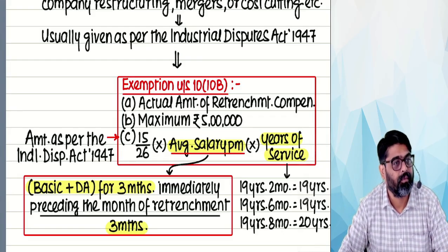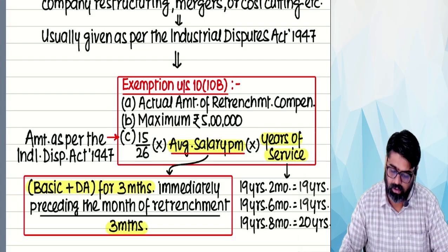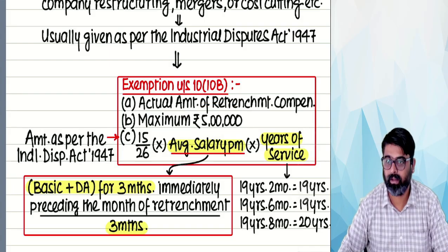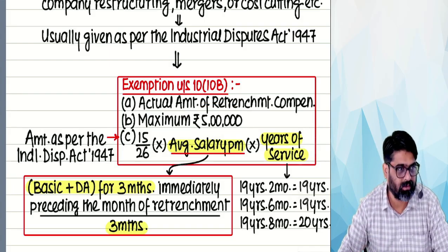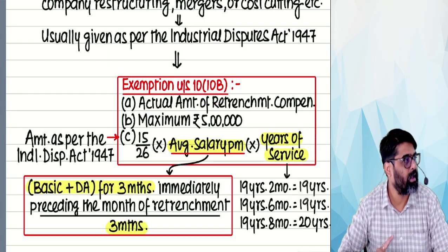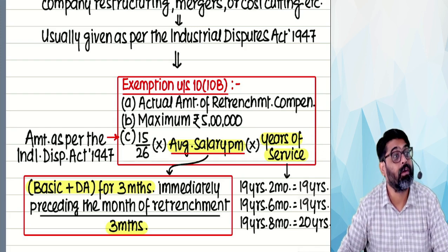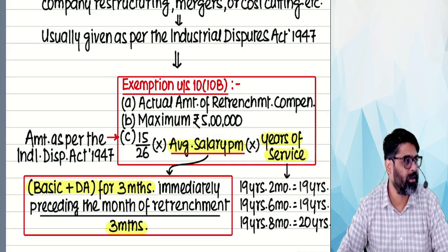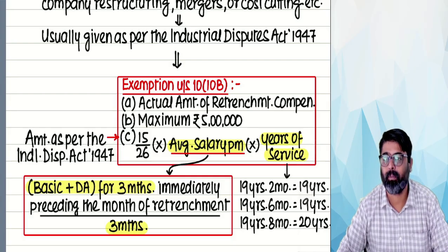Now, is 5 lakh a lifetime maximum exemption? No, every time you get retrenchment, you get 5 lakh. Nowhere is it written that it is a lifetime maximum. Getting my point?